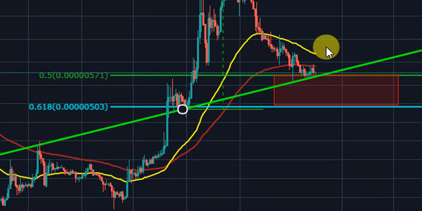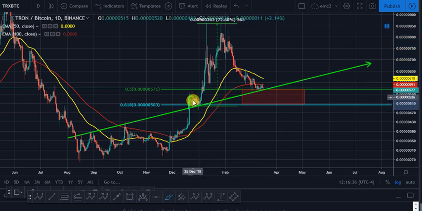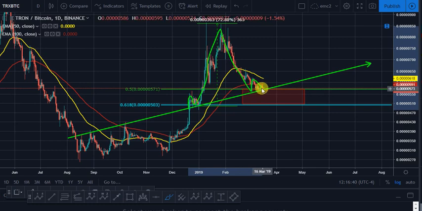If you want to take a look at it this way also, you've got your inverted head and shoulders. It is pretty bearish. Most people are going to think Tron is going to break it. Myself, I would be thinking we're going to come back and retest this 0.618. It is still pretty valid.